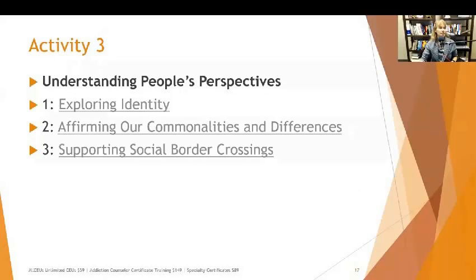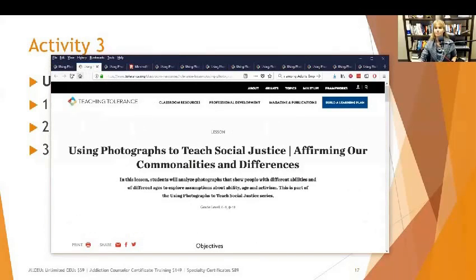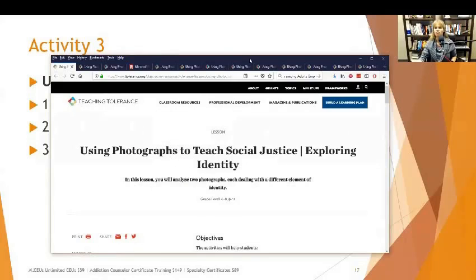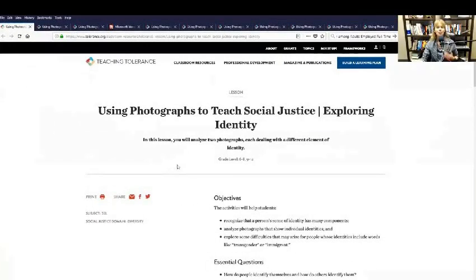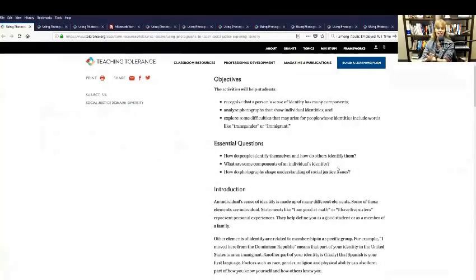So, see, I was smart and I even opened these up already. Exploring identity. Here we go. Now these are using photographs, which is really awesome. And in this website, they already provide the photographs for you. So it tells you what the objectives are, the essential questions. In this one, how do people identify themselves and how do others identify them? What are some components of the individual's identity? And how do photographs shape understanding of social justice issues?